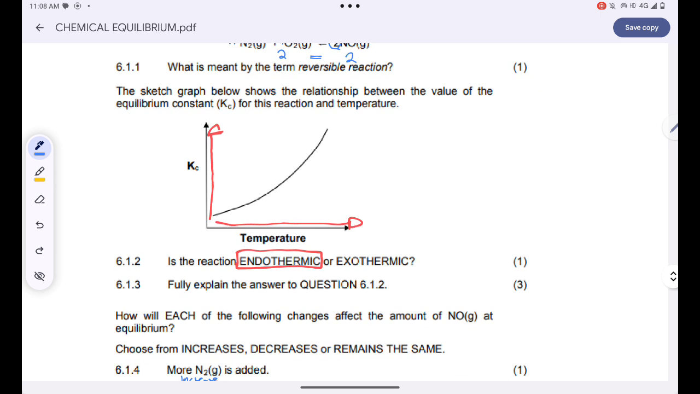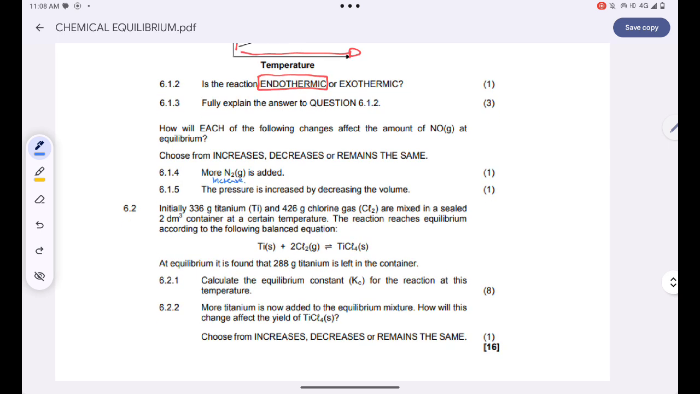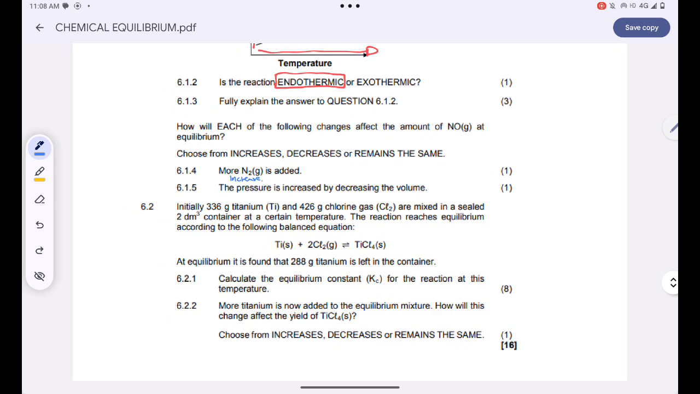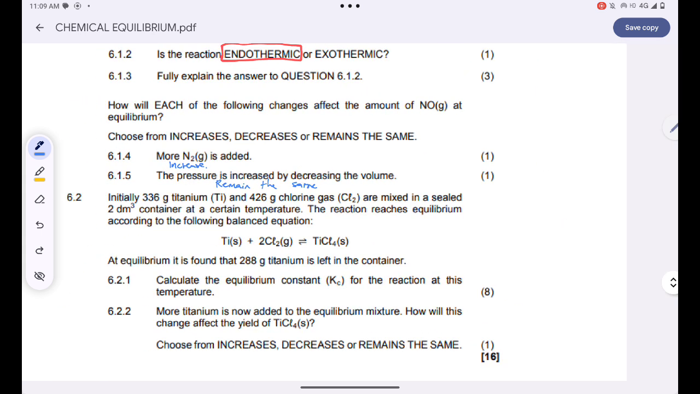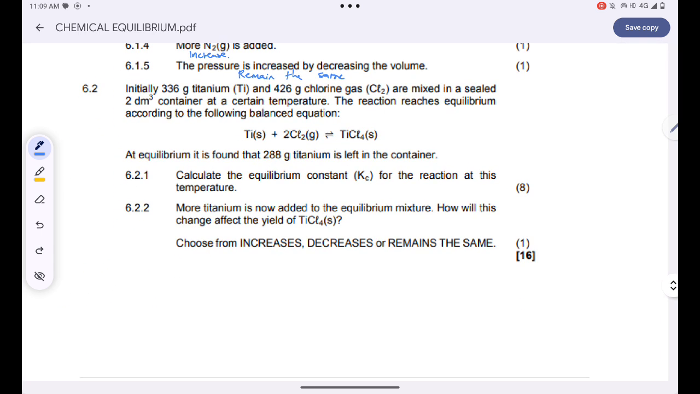So over here, guys, an increase in pressure will never change my yield, or rather it will never change my nitrogen monoxide. Are you together? Whether I increase pressure or decrease pressure, that will never tamper with my yield. So over here, I'll simply say this will remain the same.